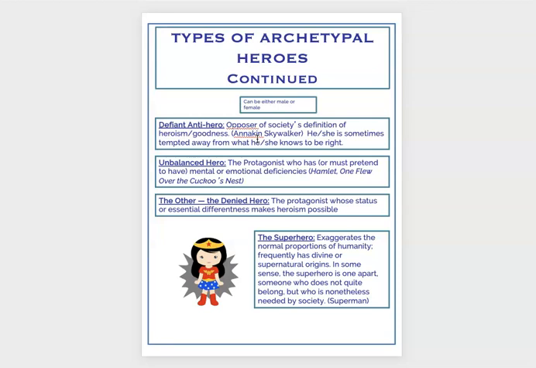The unbalanced hero, think Hamlet, think One Flew Over the Cuckoo's Nest. They either do have or they have to pretend to have some kind of mental illness. The guy that Mel Gibson played, that detective that was crazy with Danny Glover. I can't remember the name of it, but the denied hero is a protagonist whose status or differentness makes heroism possible.